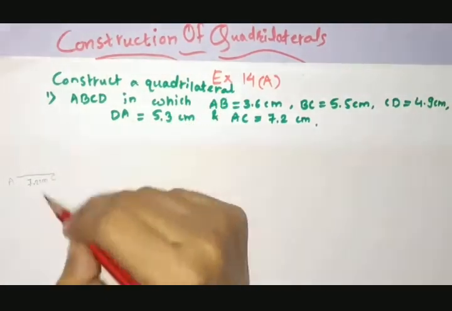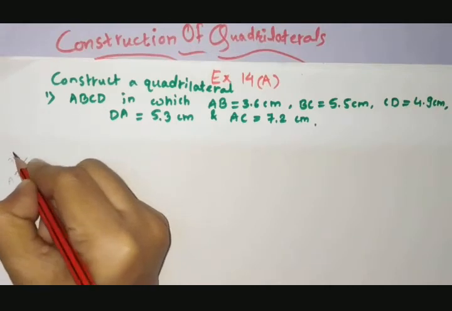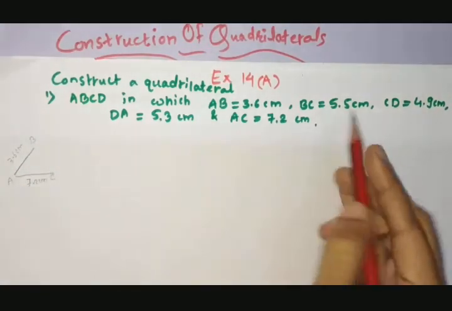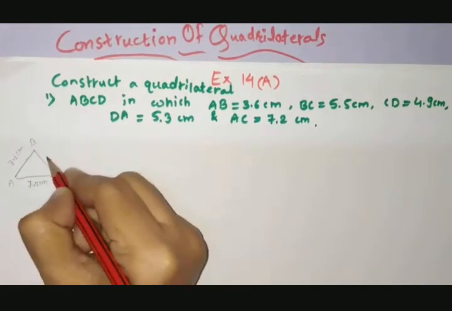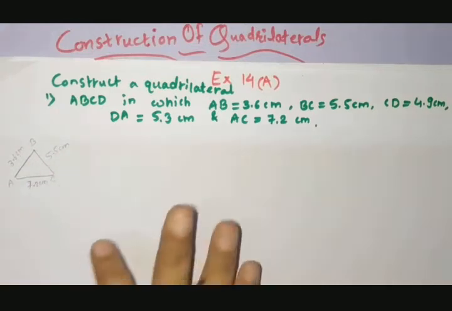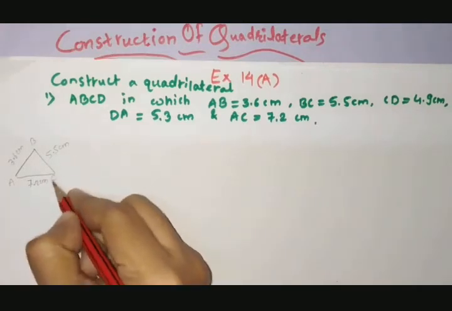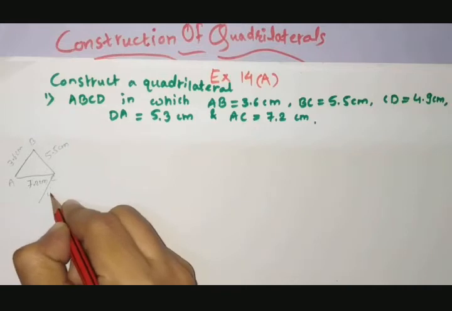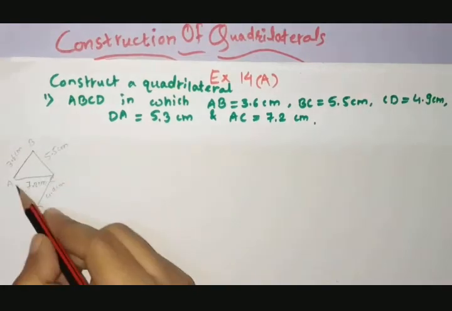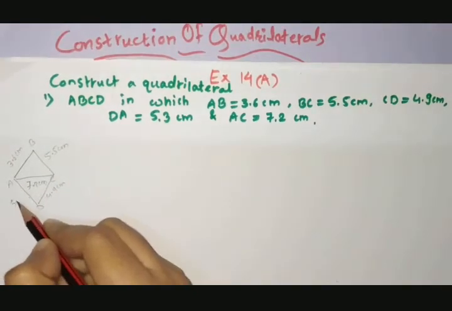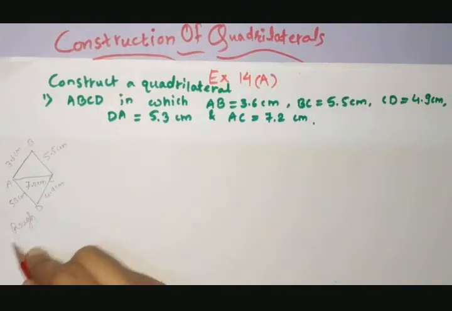Then I'll construct it. AB is 3.6, so AB will come from A here, that is 3.6 centimeter. This is AB. Then BC we have to take. BC is 5.5. So friends, you can take it 5.5. A rough sketch can be according to your choice. It can be just a rough figure. Next CD is 4.9. So C to D will come downside here, that is 4.9 centimeter. We'll give the name CD. And then last, DA is 5.3. So you can go from here to here, that is 5.3 centimeter. Remember, this is a rough sketch.